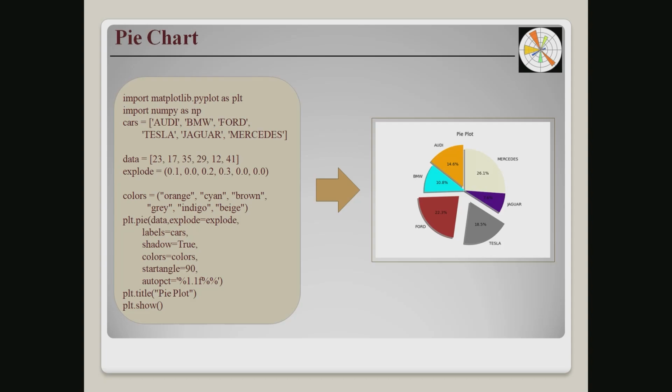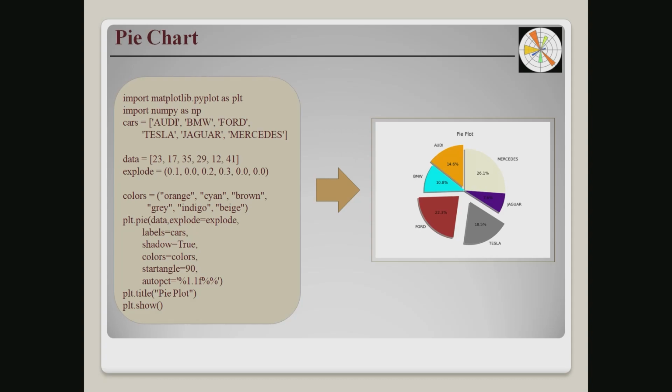Then next thing, you have to give the title for the pie plot, and that's all. This is about the pie chart. You can see in the graph each slice, that is 26.1 percent, 14.6 percent.